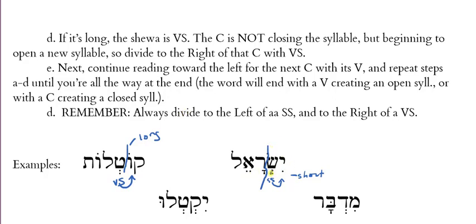So we determined this was a silent shiva, yes. Then I go to the next consonant and its vowel. I'm going to want to divide here. And since the following consonant has a vowel under it, it does belong with a new syllable. So that's yes, ra. And then this vowel is followed by a closing consonant. So yes, ra, el. This is the Hebrew word for Israel.